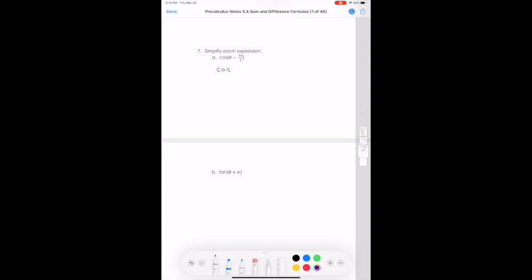Alright, this one's just about the same. This time I have a theta instead of an x. And I'm using that difference formula again to simplify this expression. Alright, cosine theta stays. The cosine of 3 pi over 2 is 0. Sine theta stays, and the sine of 3 pi over 2 is negative 1. So now I end up with a negative sine of theta.